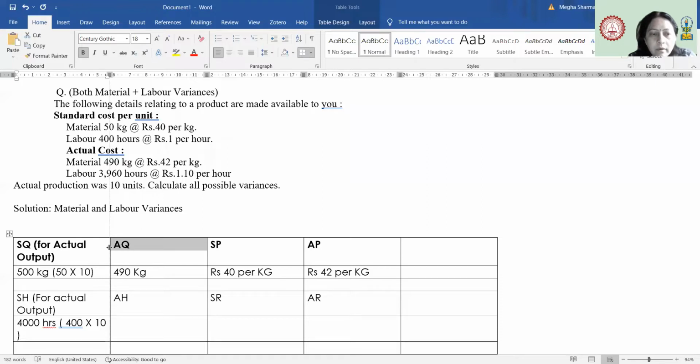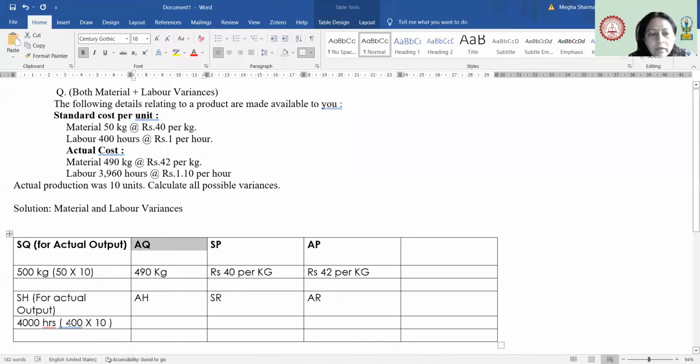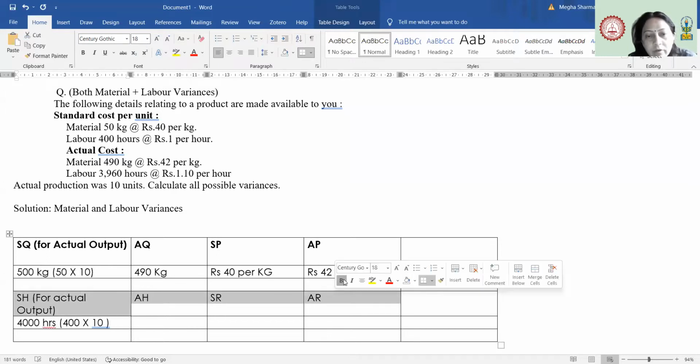Now remember, always you need to calculate these standard quantity as well as standard hour for your actual output. Actual output के लिए आपका कितना standard लगने वाला है, तभी आप standard को actual से compare कर पाएंगे. Right? Now what is your actual hours? Actual hours क्या है आपके?